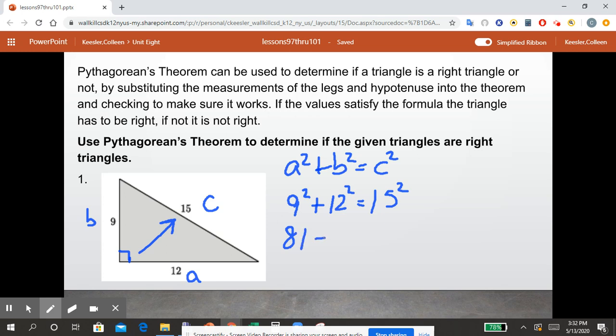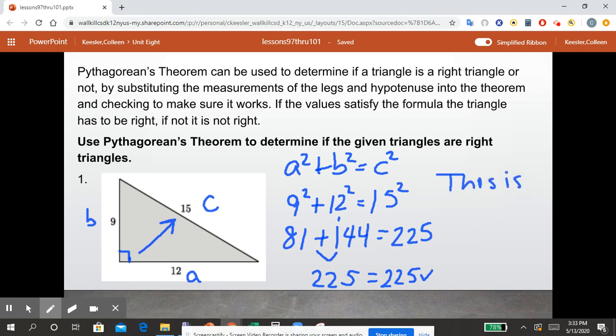9 squared is 81, 12 squared is 144, and 15 squared is 225. Now, if 81 and 144 actually equal 225, then we have proven that this triangle is indeed a right triangle. 4 plus 1 is 5, 4 plus 8 is 12, carry the 1, and 1 plus 1 is 2. So 225 equals 225. So this is a right triangle, and our work proves that. All right, so let's try another.